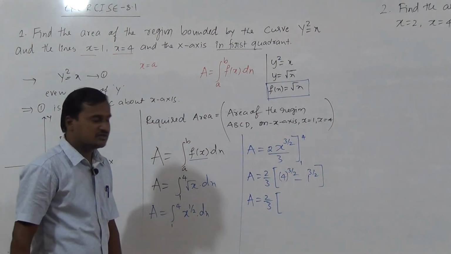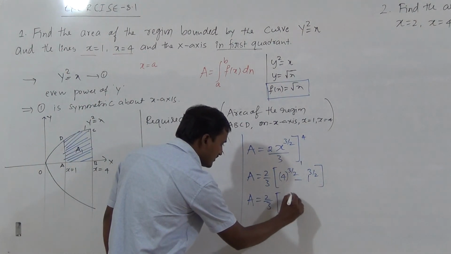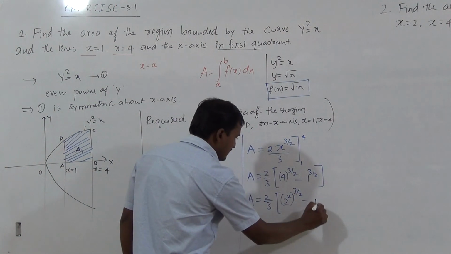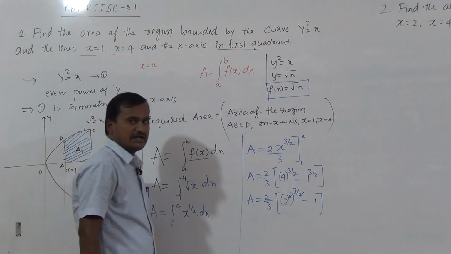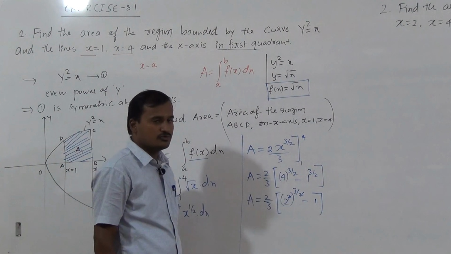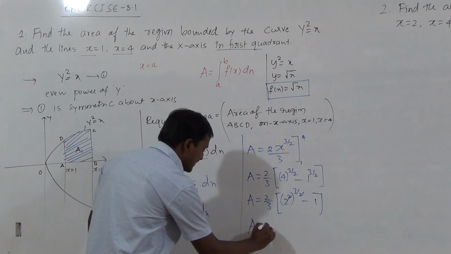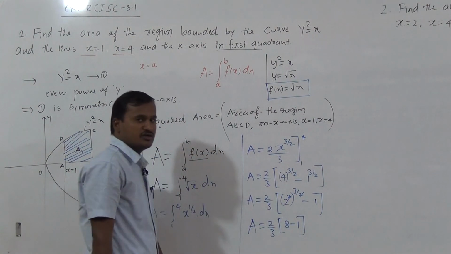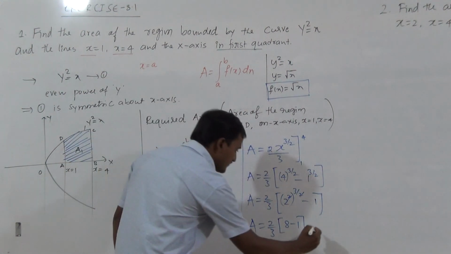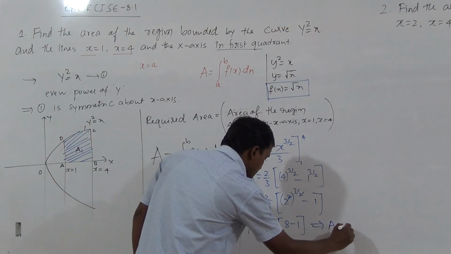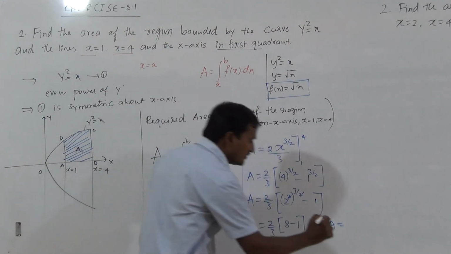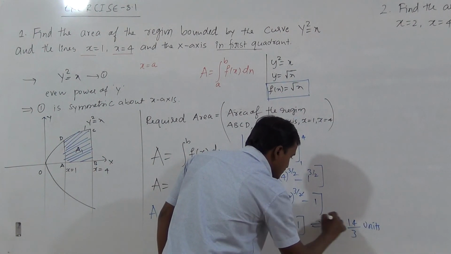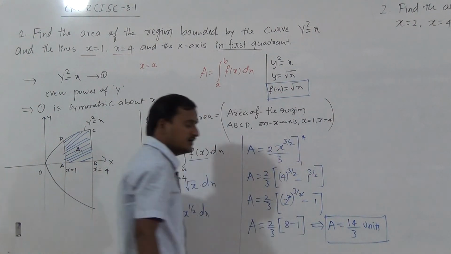So 4 to the power 3 by 2, we will write like this, 2 square to the power 3 by 2, and 1 to the power 3 by 2 means 1. So therefore this 2 and this 2 will get cancelled. So here it is 2 cube, and 2 cube is nothing but 8. So therefore A is equal to 2 divided by 3, 8 minus 1. So 8 minus 1 means 7. So what is the required answer? The required answer is 7 into 2, which means 14, so 14 by 3 units. So this gives the required area, right?